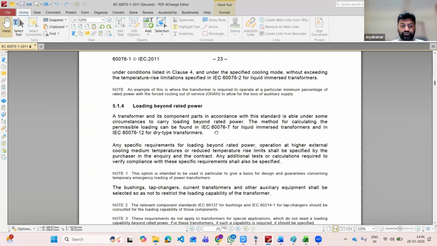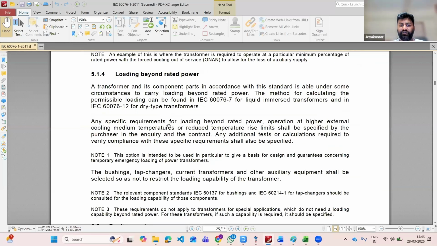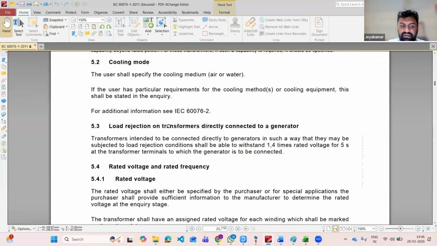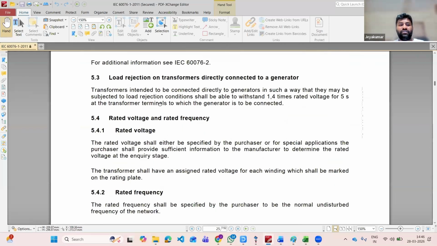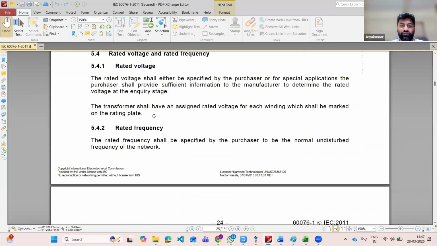Second, there are other modes like cooling modes, and loading beyond rated power. There are certain things that you need to look at. You see load rejection on a transformer directly connected to the generator. When the load rejection happens, it shall be able to withstand 1.4 times the rated voltage for 5 seconds. These are the conditions that you have to meet. It is very important, right? So that is one thing.